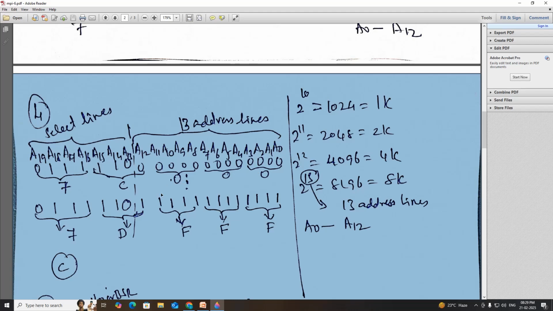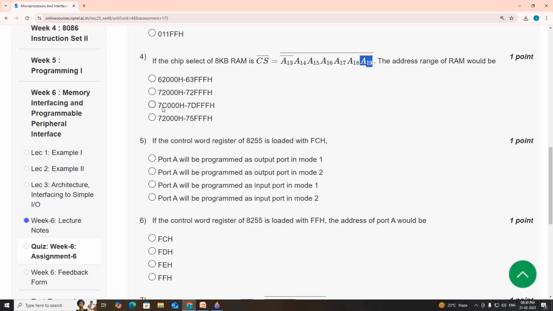This is the starting address. The ending address will be 7, this is D, FFF. So option C: 7C000 to 7DFFF, option C.